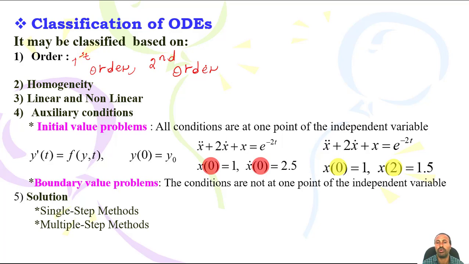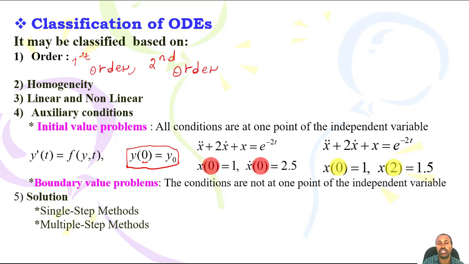All conditions at one point of the independent variable can be found. For example, you can see this equation y prime of t is equal to f of y, t. Then the initial condition you have here, which is y of 0 is equal to y naught. So x naught will be this value. Then you have the initial condition, then you can proceed to the final point, any point.